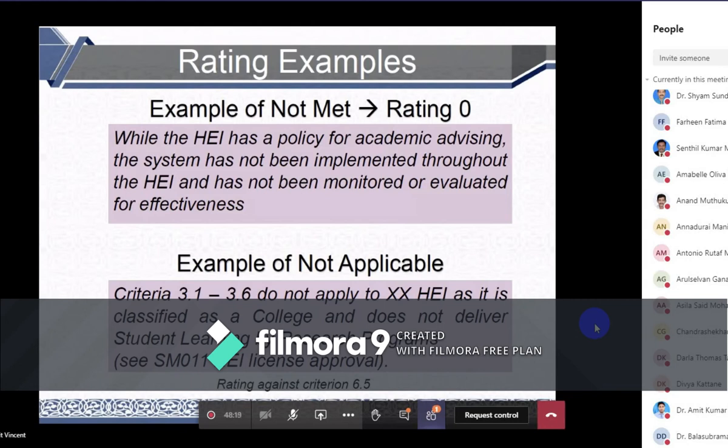So this is as per the OAAA's guidelines. There is 4, which is excellence, 3, which is good or met, 2 is again met, 1 is partially met, and 0 is not met.